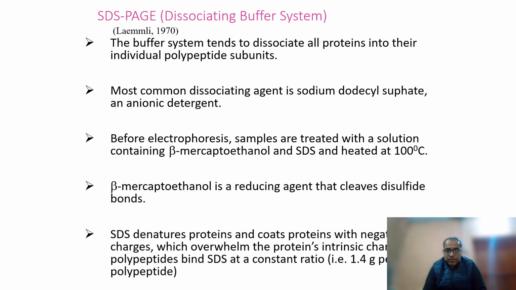SDS is a detergent, and that would result in denaturation of the protein. We will also use beta mercaptoethanol, which would reduce the disulfide bonds that are required for the tertiary structure of the protein. For the tertiary structure of the protein, you know that hydrophobic interactions, disulfide bonds, and ionic interactions all stabilize it. So when we use beta mercaptoethanol, it reduces the disulfide bridges between cysteine residues.